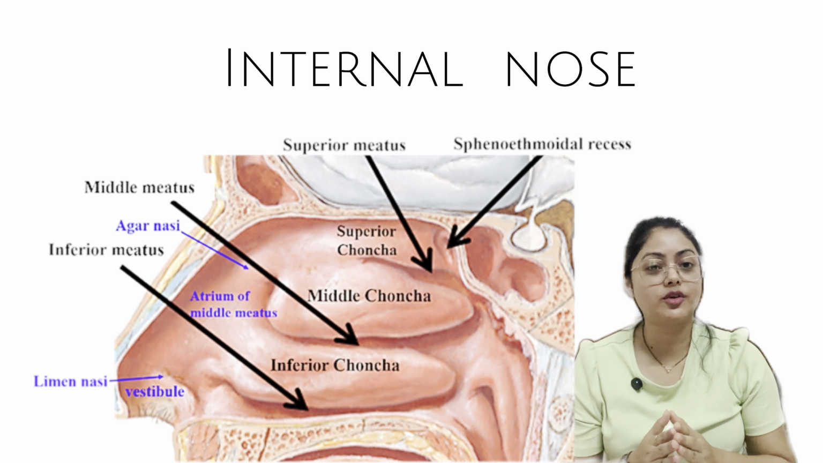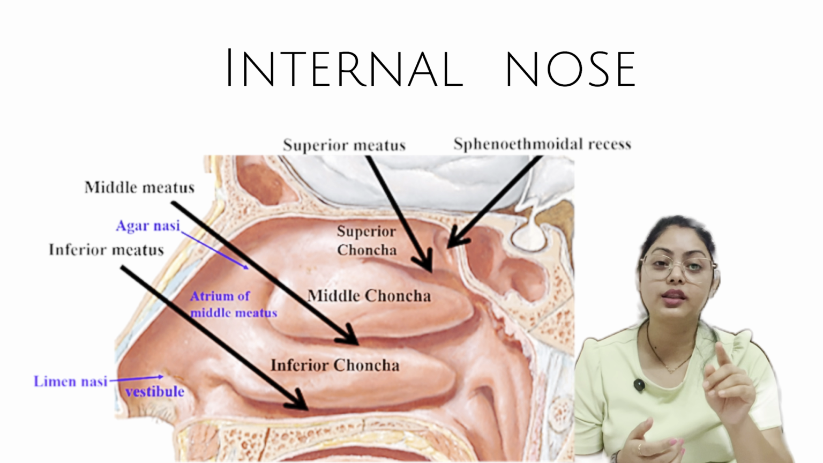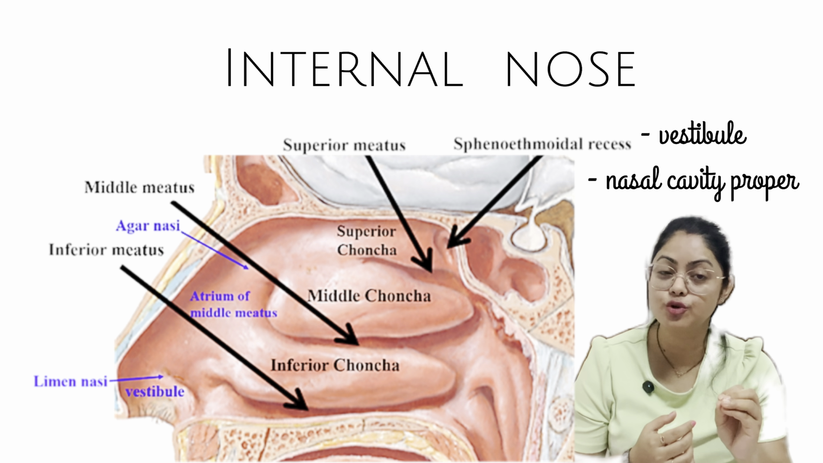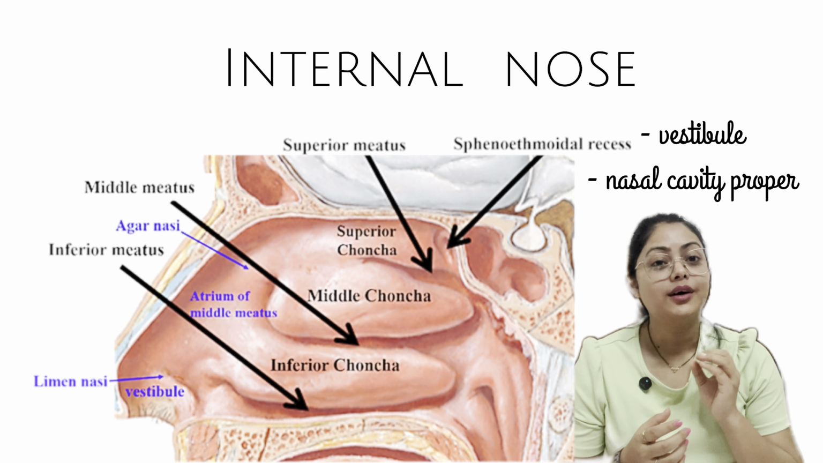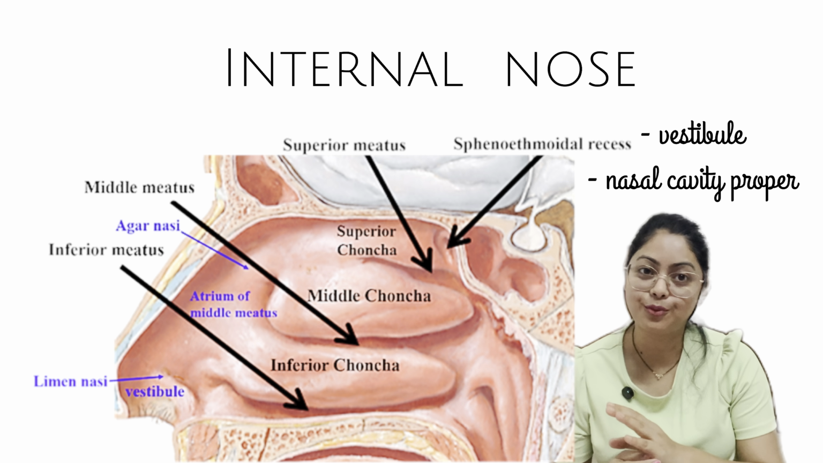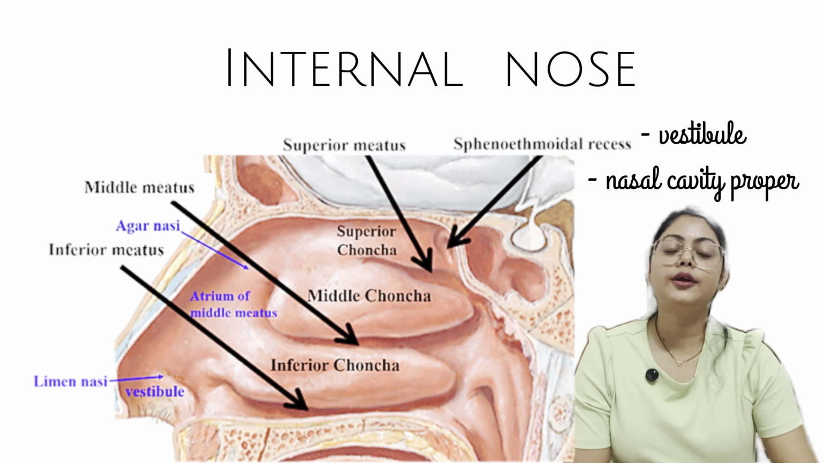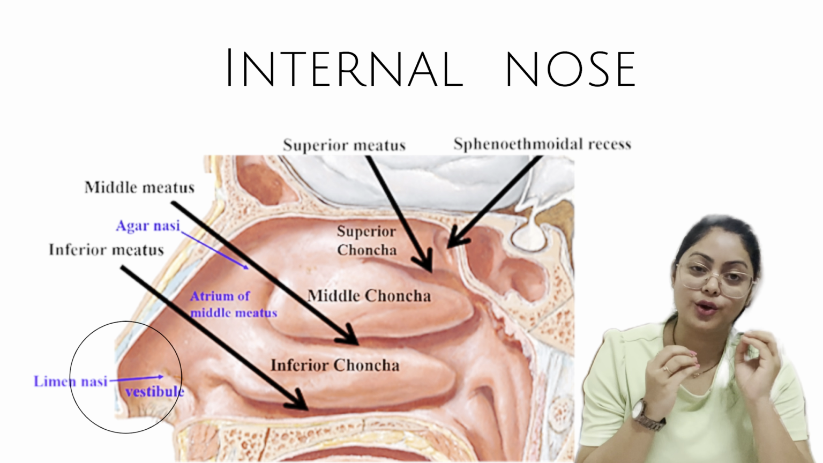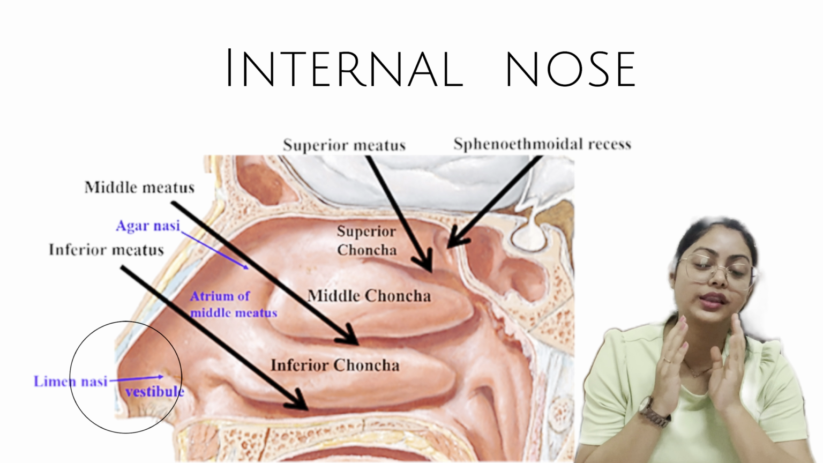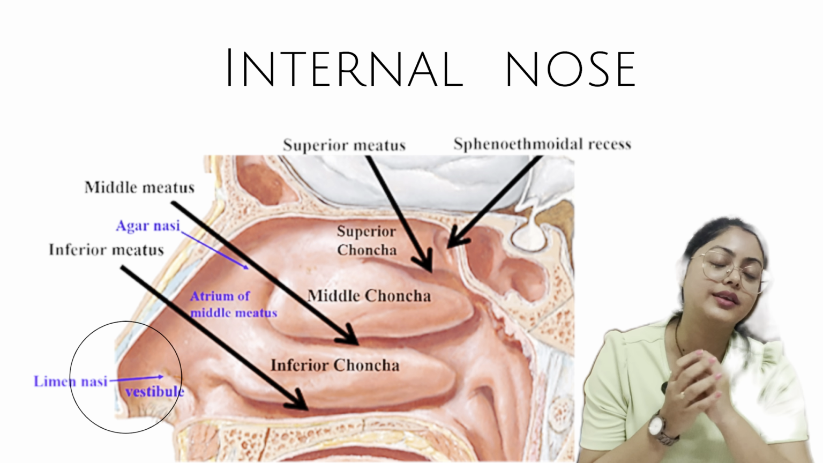Each nasal cavity consists of two parts. One is the skin-lined portion, which is known as the vestibule of the nose, and another one is the mucosa-lined portion, which is known as the nasal cavity proper. The anterior and inferior part of the nasal cavity is known as the vestibule of the nose, and it has skin.